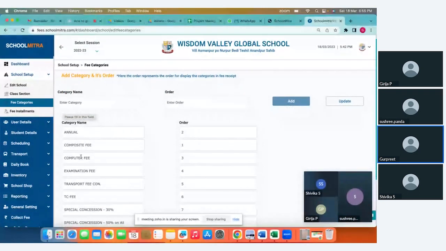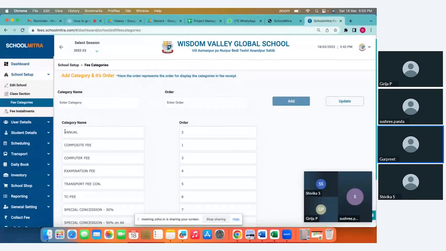Now this handholding is done by the trainees of the School Mitra team with each and every school individually, and we provide online assistance to all our schools 365 days a year. So you need not worry that if we encounter a problem, who is going to solve it? You have a dedicated staff who is going to help you out.